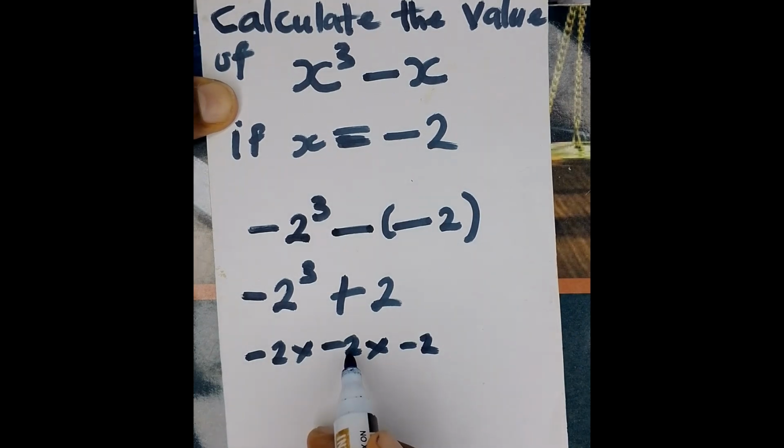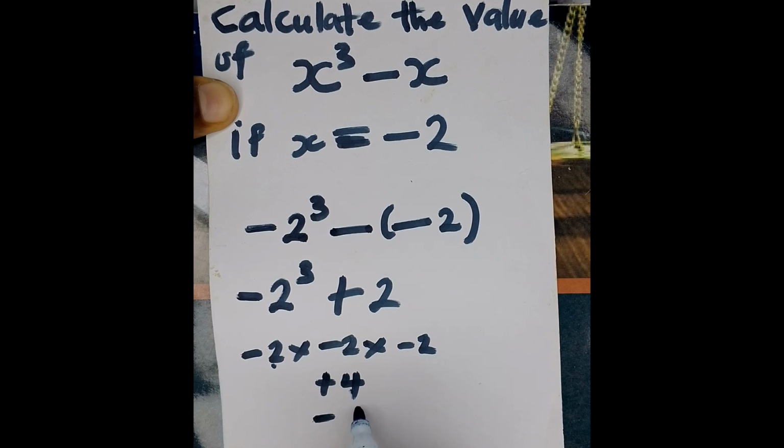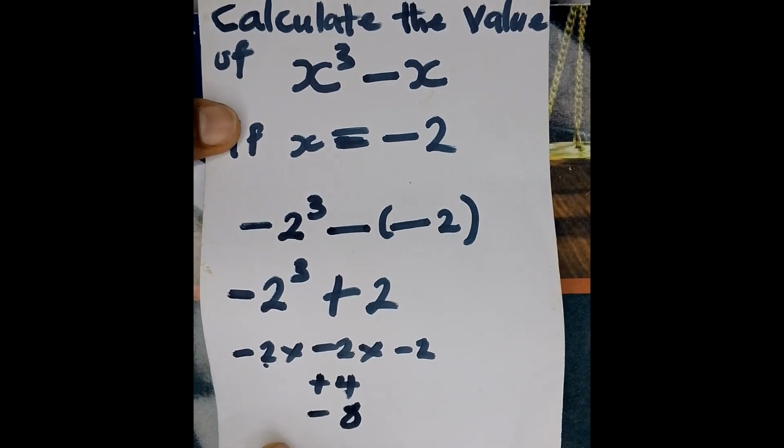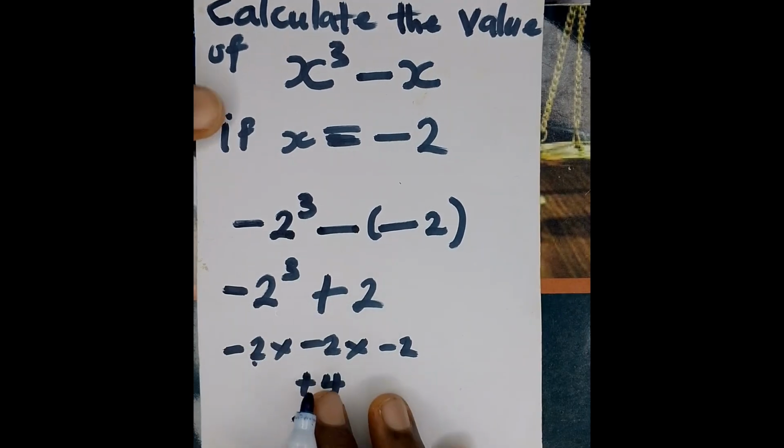So minus times minus is plus. All right? So 2 times 2 is 4. And then plus times minus is minus. And so 4 times 2 is 8. Okay? So at this point, this minus 2 to the power of 3 is now minus 8.